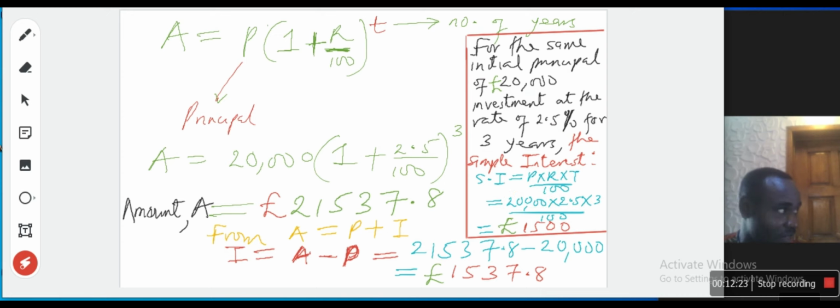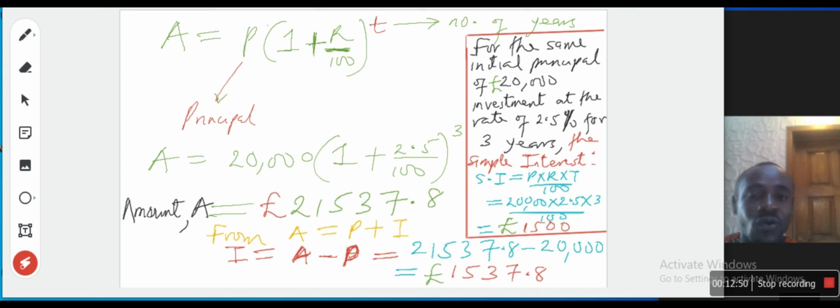Do you understand what I'm saying? No, it's not compounding. I'm calculating simple interest. Are you listening to me? Yes. So 20,000 times 2.5 times 3 over 100 gives us 1,500 pounds. Compare it with what we got for compound interest. You can see the one for compound interest is bigger, isn't it?